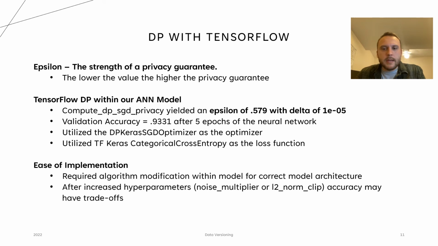The neural network. In the model architecture, we utilize the DP-Keras SGD optimizer as the optimizer and the categorical cross-entropy as the loss function. Differential privacy is extremely important, yet there still is an impact when creating machine learning models. With our model building, it did require quite a bit of algorithm modification in order to achieve the correct model architecture for proper differential privacy scoring. Also, with the implementation of differential privacy using TensorFlow, once you increase the hyperparameters a lot, such as the noise multiplier, there can be accuracy trade-offs, in which the higher the noise multiplier, for example, there could be lower accuracy values.